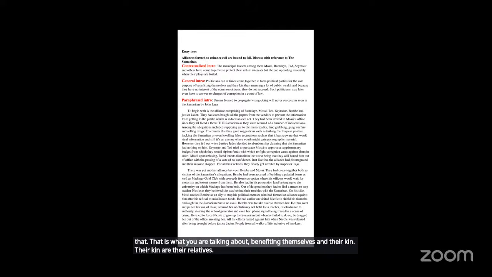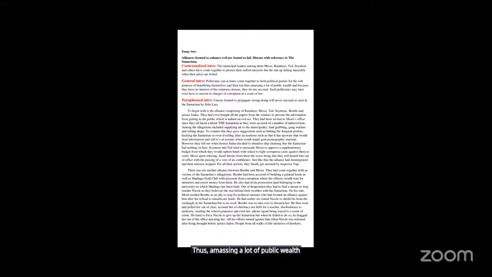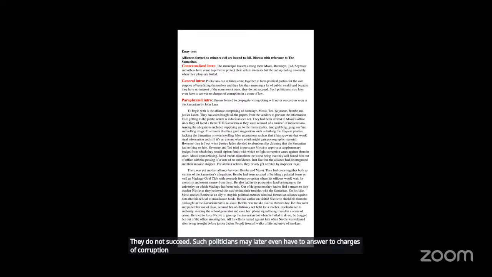Thus, amassing a lot of public wealth. That is also an evil because they have no interest of the common citizens. They do not succeed. Such politicians may later even have to answer to charges of corruption in a court of law. It happens in Kenya. It has happened in the book. Let's go to the paraphrased one.